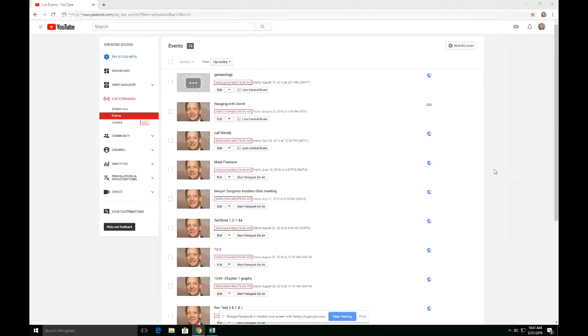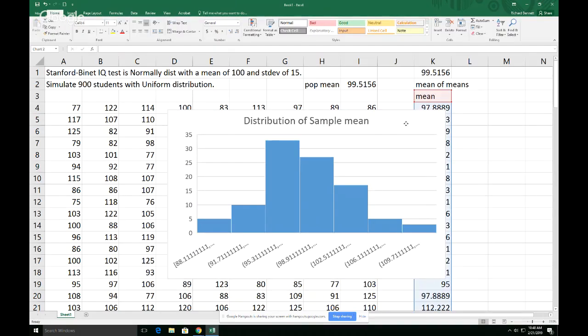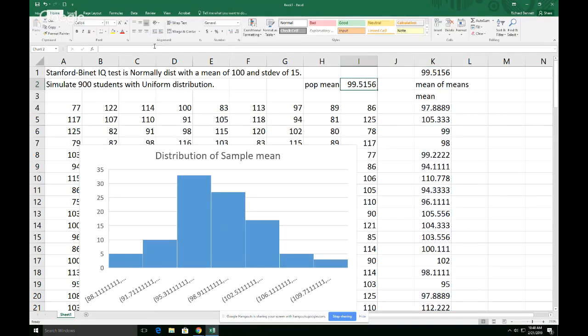Okay, so as we look here, let me label this. This is the distribution of the sample mean. You can see that it's still a little bit skewed, but it's much closer to normally distributed than our previous one, right? Now, the question I have: it was really cool. The population mean was exactly the same as our sample mean. That's an example of the central limit theorem.